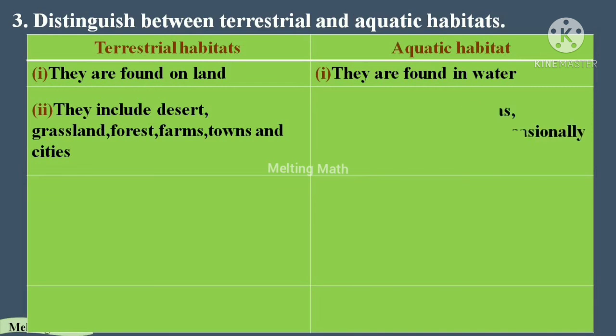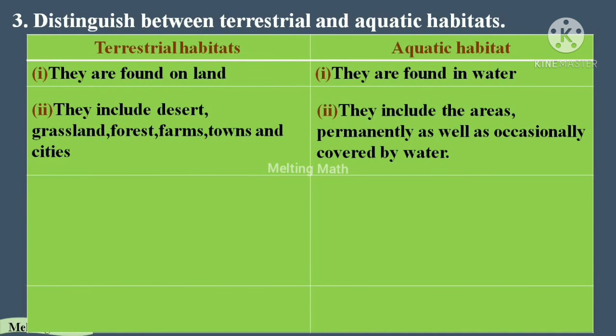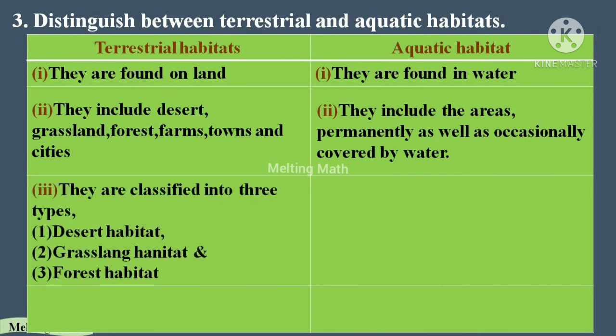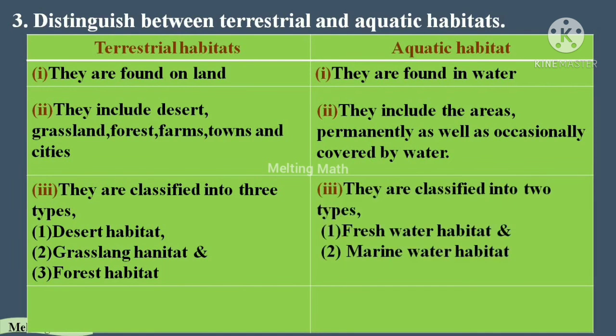This aquatic habitat includes areas permanently as well as occasionally covered by the water. Okay. Next, these terrestrial habitats are classified into three types. One is the desert habitat, another one grassland habitat, and another one forest habitat. So, the aquatic habitat is classified into two types, which is freshwater habitat and marine water habitat.